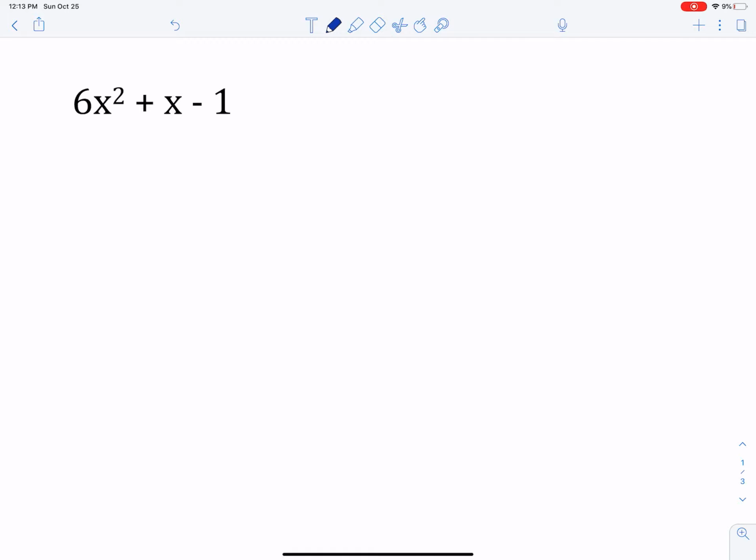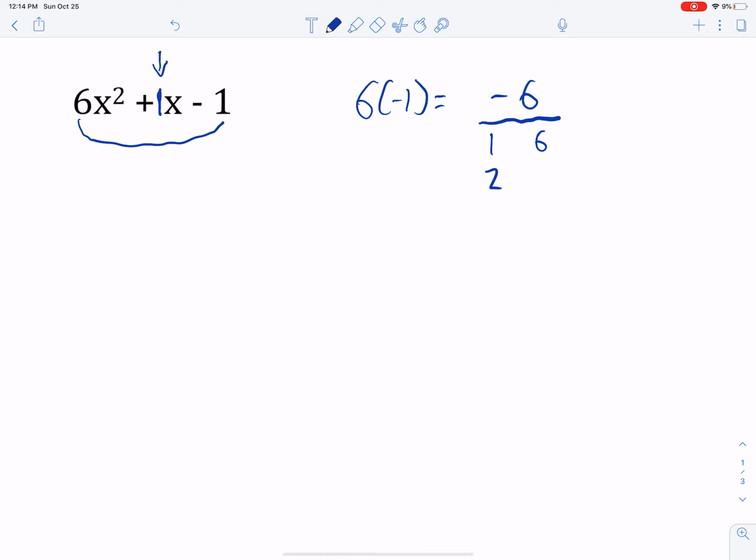So our step-by-step process says I take the first number and multiply it by the last number. Here, 6 times -1, we get -6. Now I want to figure out what can I multiply to get that answer that adds up to the coefficient of the middle term. And here, x is the same thing as 1x. So I'm trying to think, what can I multiply to get a -6 that would add up to a +1?